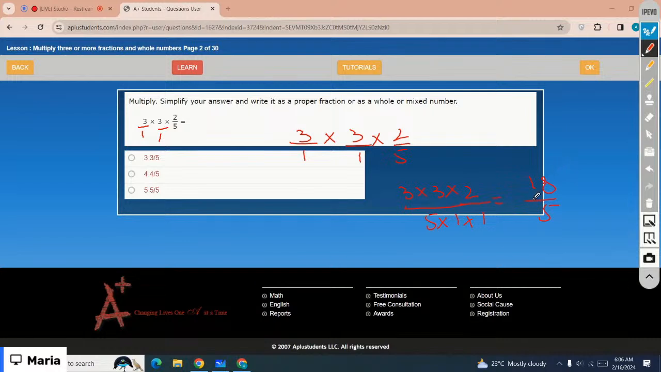You can divide them. So when you divide 18 by 5, 5 times 3 is 15 and here you have 3. That is 3 whole 3 over 5. The correct option is 3 whole 3 over 5. Option number 1 is the correct option, right?